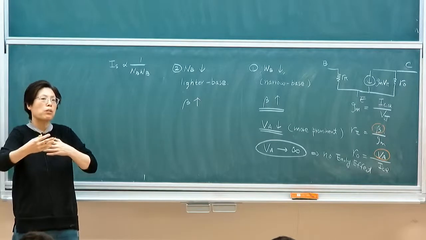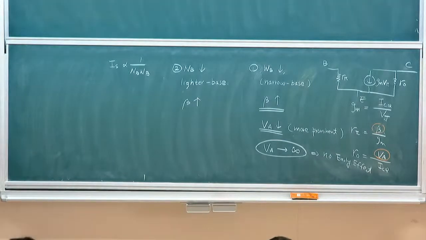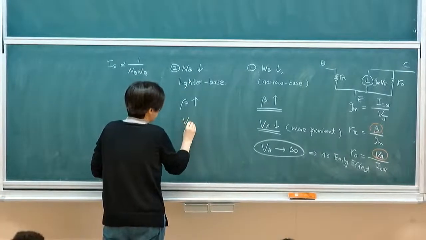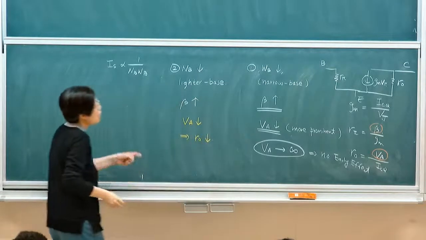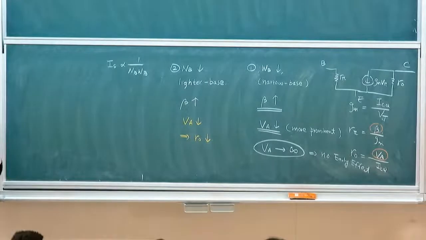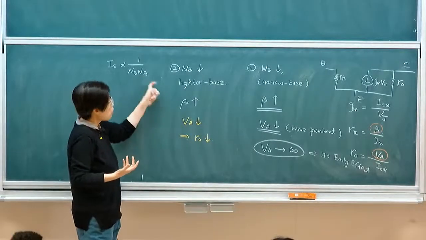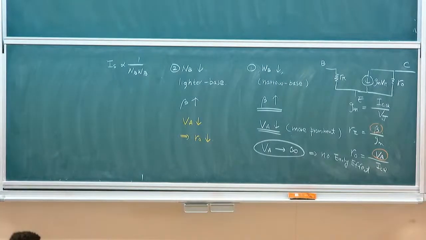Remember, the base width modulation is the depletion. So by applying the same voltage with a lighter doping, it will deplete more, right? So when it depletes more, the effect will be more significant. So this will also decrease, meaning that your output resistance will decrease as well. So this is the same direction. If you want to increase your beta, beta and early voltage are sort of a trade-off. If you want to increase your beta by engineering your base, both of these directions will lead to a more significant early effect, or reduced output resistance.